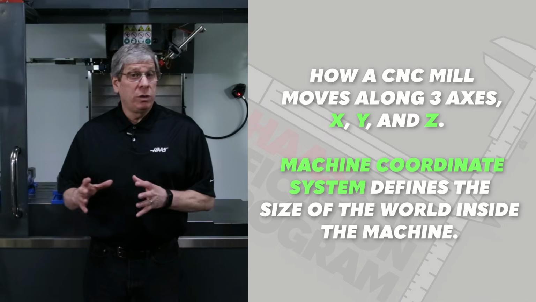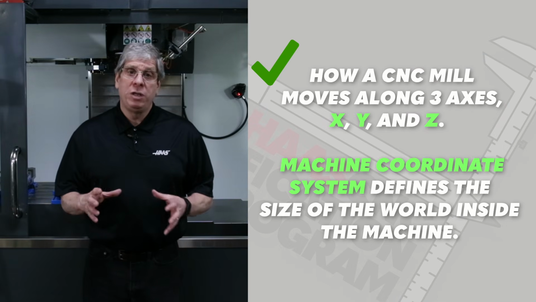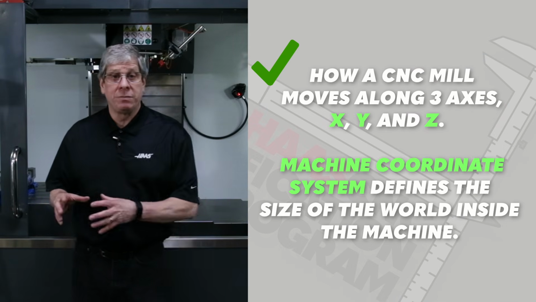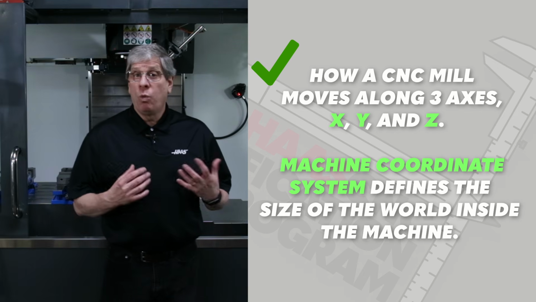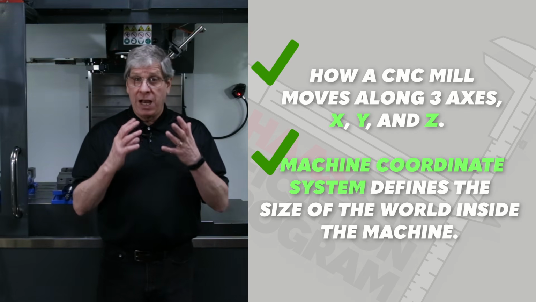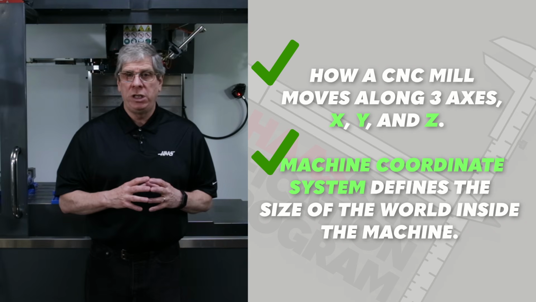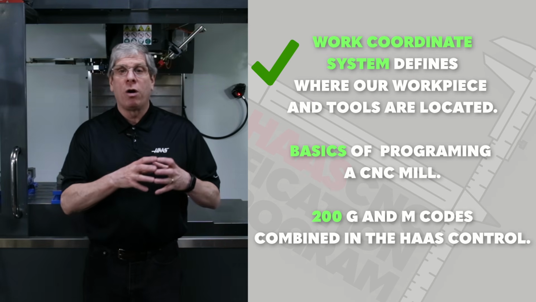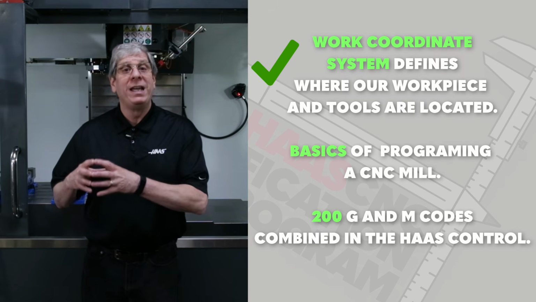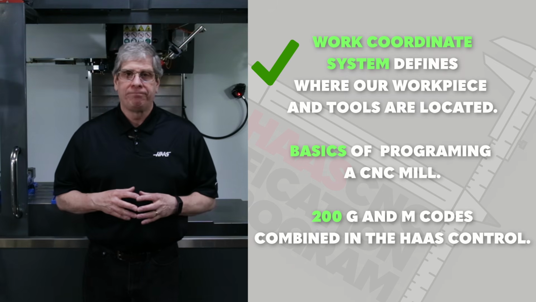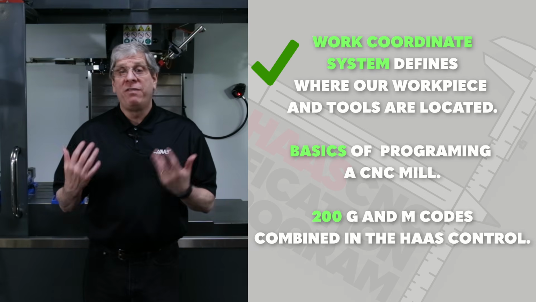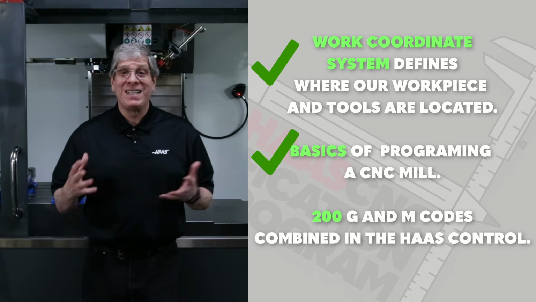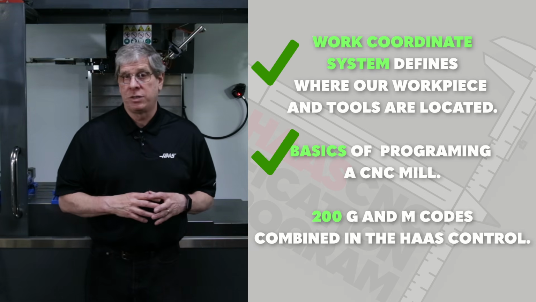We've taken a quick look at how a CNC milling machine moves along its 3 axes. We talked about the machine coordinate system that defines the size of the world inside the machine, and the work coordinate system, which tells the machine where our workpiece and tools are located inside that world. Then we looked at some very basics of how we program a CNC mill to move and cut parts.